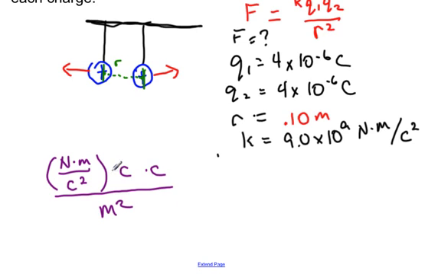And so Coulomb cancels out with Coulomb and Coulomb. Then you have meter squared over meter squared. So you've got Newton times meter squared over meter squared. Those two cancel, and you're left with a Newton. That's what you want force measured in. You want it in newtons. Alright, so we know our answer is in newtons.